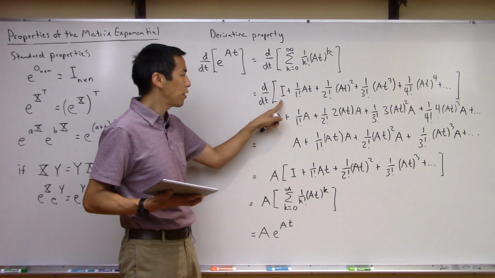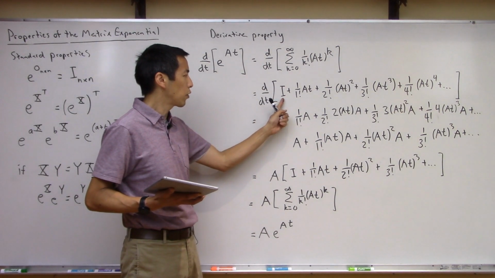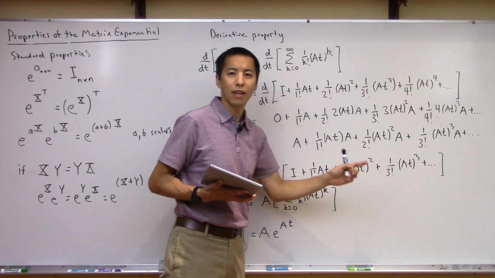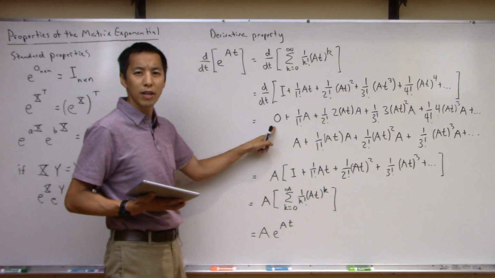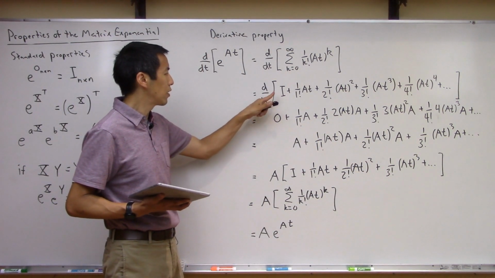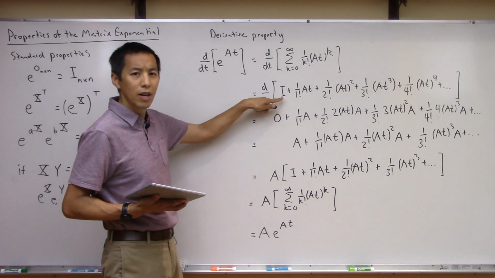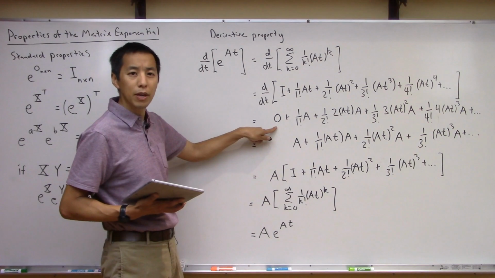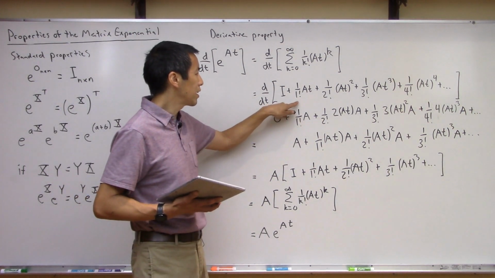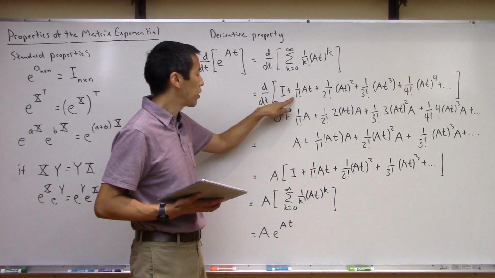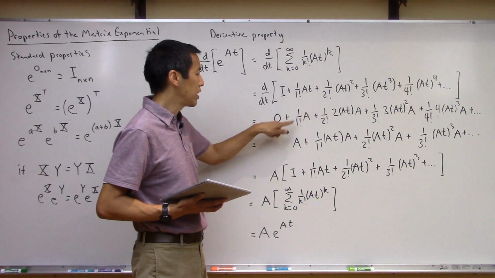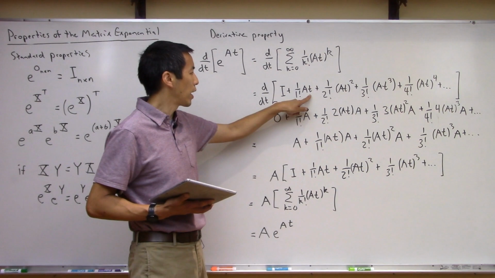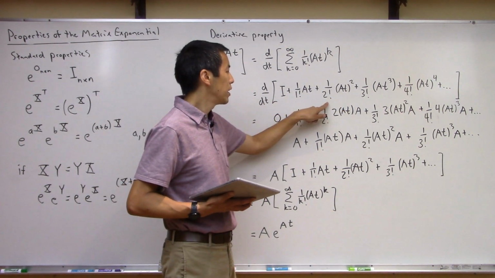Now it's very clear that I can take the derivative of this first term, plus the derivative of this, plus this, plus this, et cetera. That's all I'm doing in this next line. The time derivative of the identity matrix: I don't see t in it. It's a constant, so its time derivative becomes 0. Now the time derivative of 1 over 1 factorial times at is really easy. It's just 1 over 1 factorial times a. The t goes away.